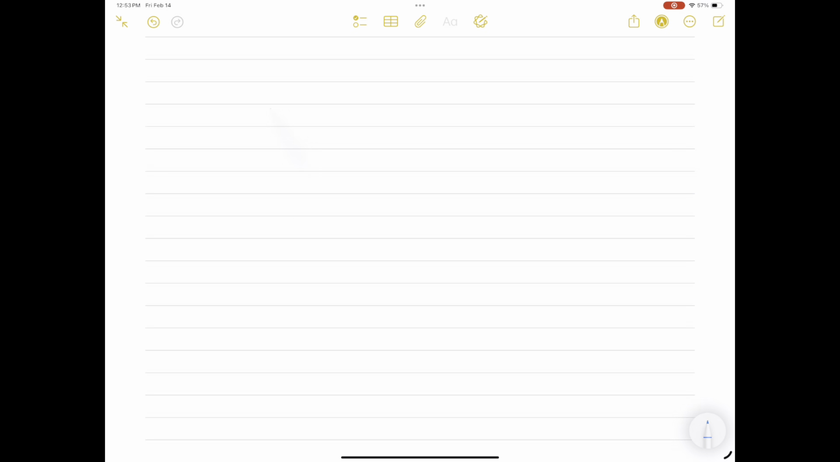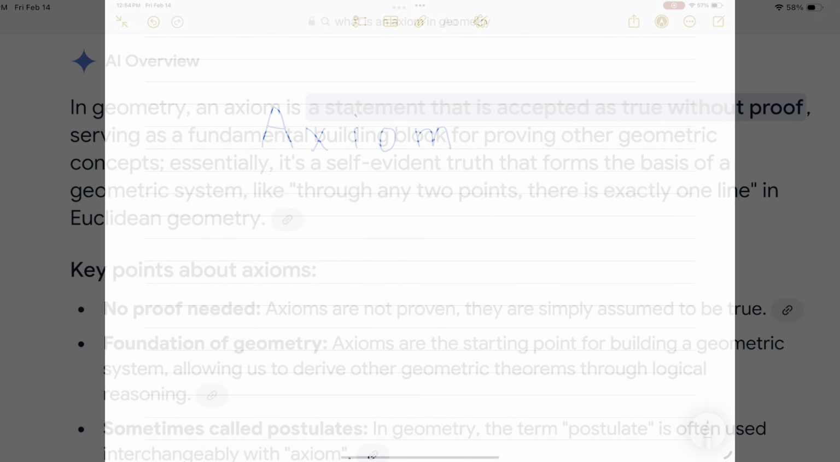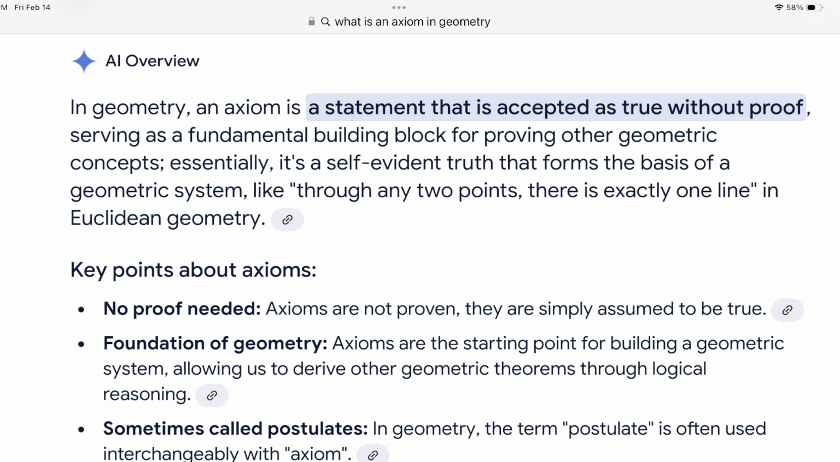At this point, I need to digress from the lesson briefly to discuss a new word, axiom. In geometry, an axiom is a statement that is accepted as true without proof, serving as a fundamental building block for proving other geometric concepts. Essentially, it's a self-evident truth that forms the basis of a geometric system. Like, through any 2 points, there is exactly one line in Euclidean geometry.